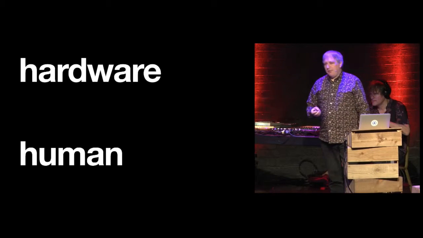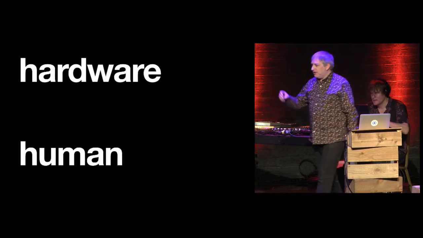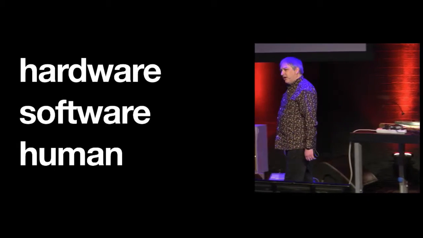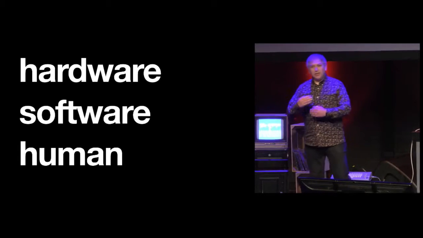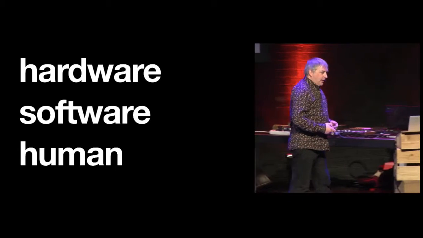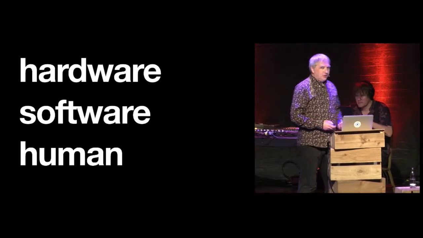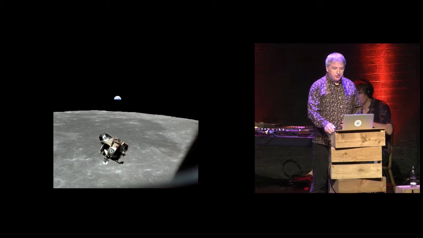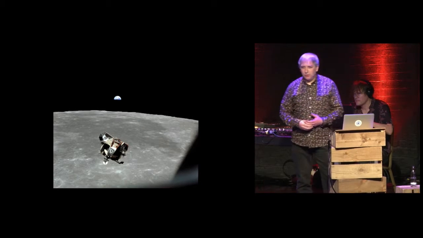Something interesting happened in the 20th century, when we started to get another layer in between the human and the hardware, and that's software. Then the human can interact with the software, and the software can interact with the hardware. I would say the best example of this, looking back through the history of technology of the last 100 years or so, would be the Apollo program, the perfect mixture of human, software and hardware.